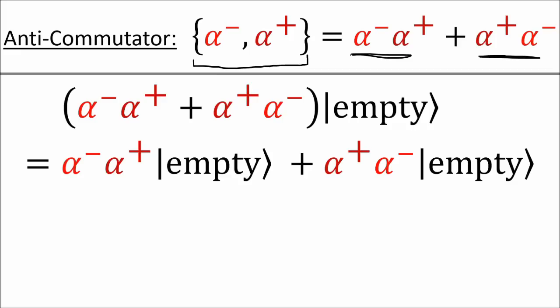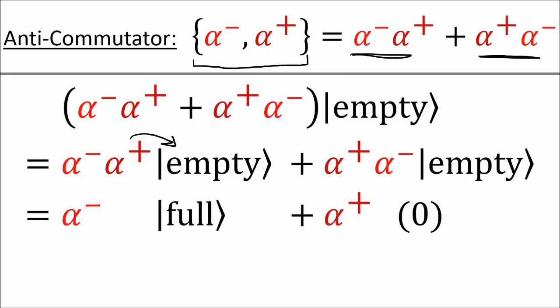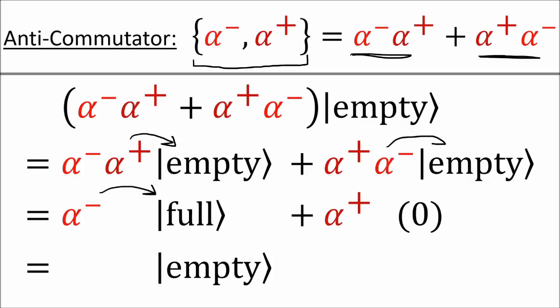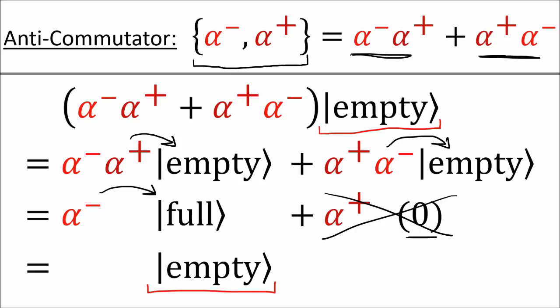For the first term, we create on the empty state to get full, and then destroy full to get empty again. On the second term, we destroy the empty state, so we get 0. Overall, applying the anti-commutator to the empty state just gives us the empty state again.